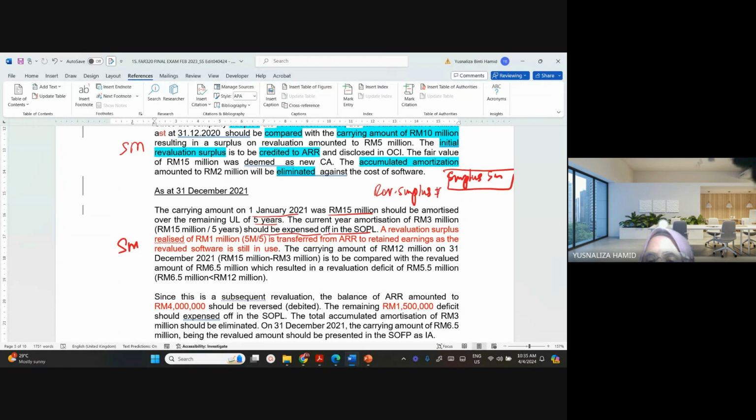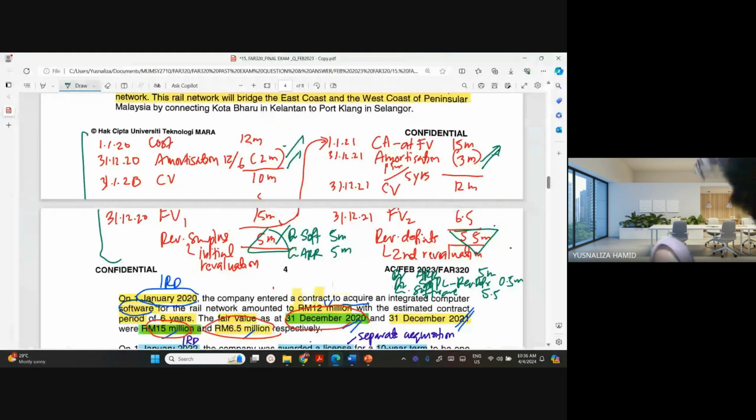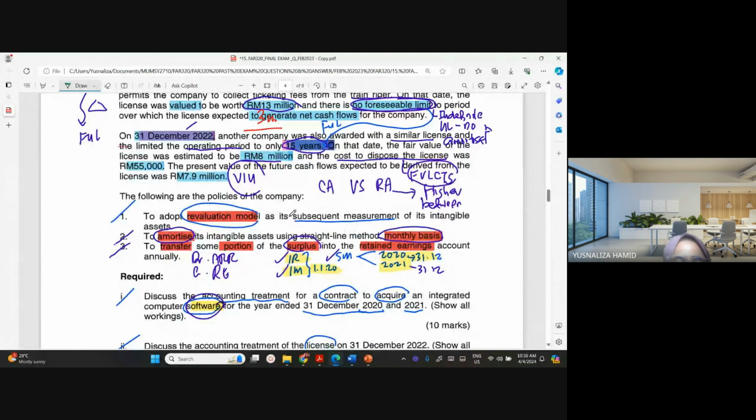Revaluation surplus realized, you can take the surplus that you calculated divided by remaining useful life. So if you take the surplus, it was 5 million. Remaining useful life was 5 years, right? So you will have 1 million. This 1 million is what you need to go and transfer from ARR to retained earnings, as the revalued software is still in use. So you need to go and add this sentence there, right? So that was why? Because of this requirement at the bottom here, number 3.